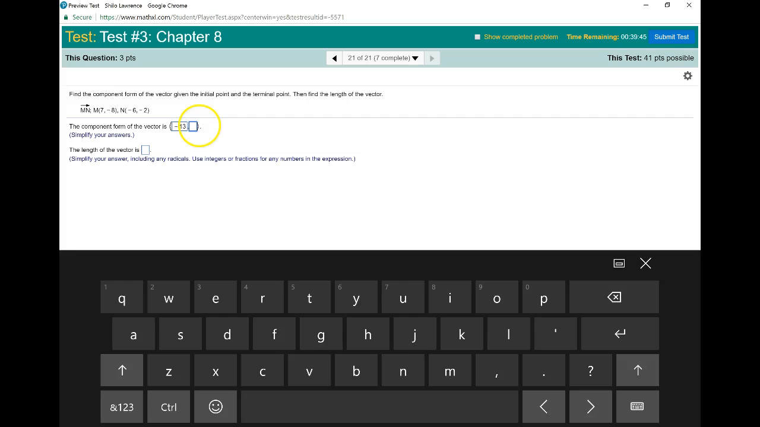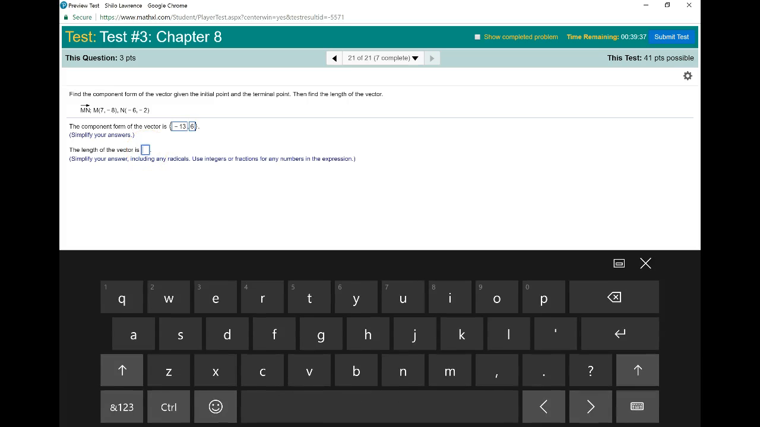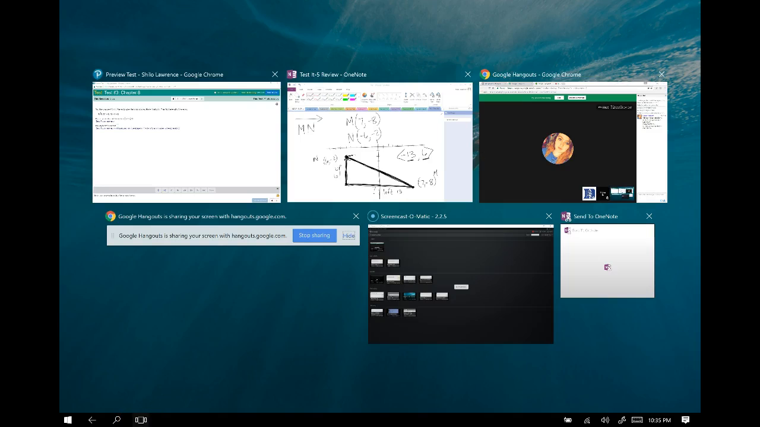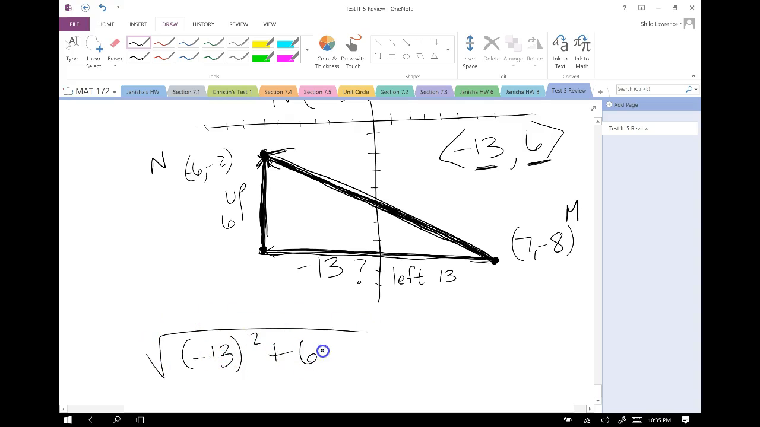And then it wants to know the length of the vector, and the length of the vector is just Pythagorean theorem. So I know I've got one side of negative 13 and another side of 6, so the length for this side is going to be the square root of negative 13 squared plus 6 squared, which is 169 plus 36, which is radical 205.